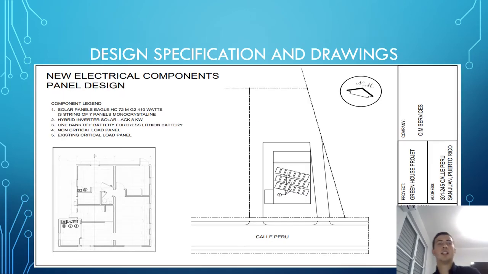And we have the new electrical components. On the left, we are presenting the 21 panels oriented to the north. And we have the 3 strings of 7 panels. And they have a Solar Ark 8 kilowatt inverter, and one bank of battery, Fortress lithium battery, the non-critical load panel, and the existing critical load panel. Okay, that is on this side.